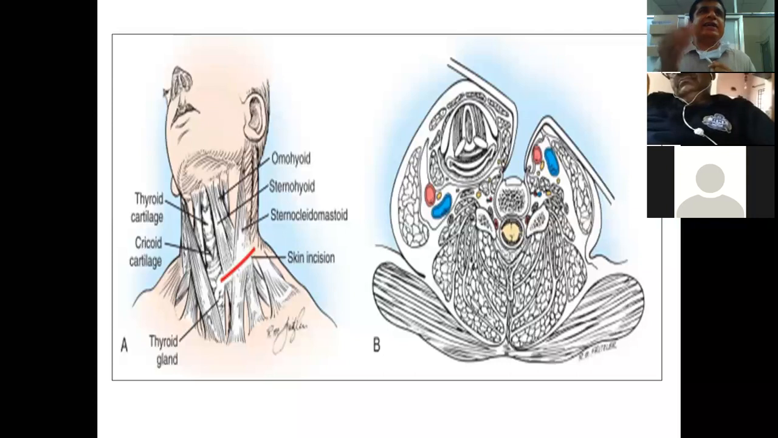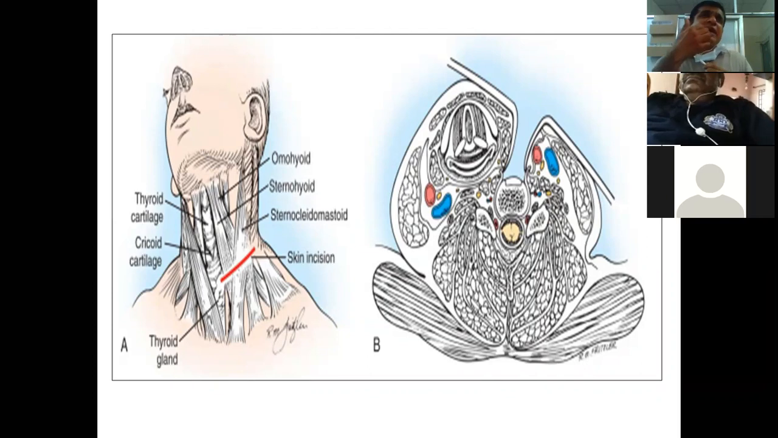Usually on the right side, the course of the recurrent laryngeal nerve is long, while on the left side, the course of the recurrent laryngeal nerve is short. So there is a chance of traction injury of the recurrent laryngeal nerve if you are going through the right side. Usually most of the patients will recover. The symptom is hoarseness of the voice.